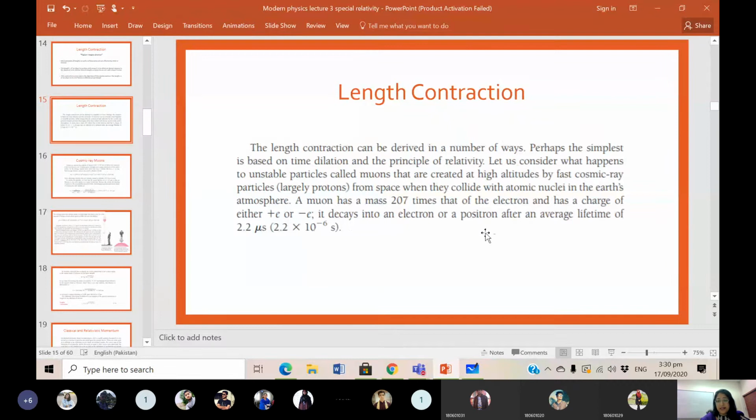And it has an average lifetime. What do you mean by the lifetime of a particle? It means that after this much time has passed, it will decay into an electron, into another particle. So that is what we mean by the lifetime of a particle.